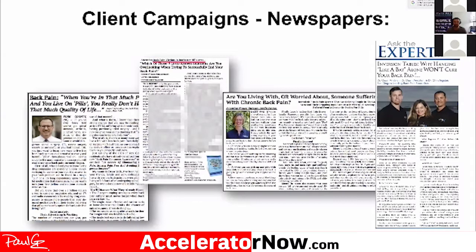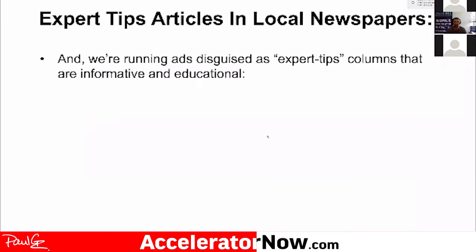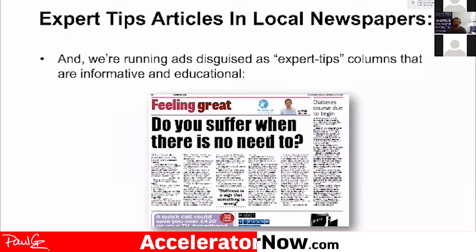Newspaper ads still position you as an expert, and they bring in a trickle of 5, 6, 7 calls every week. Run 2 ads a month, there's 15 of your leads. Most importantly, you're positioned as an expert. That's where the pricing conversation starts to become irrelevant. Expert tips articles. Give people information. Run an ad and just write 5 things to do to ease your back pain. Stick it in your local newspaper.